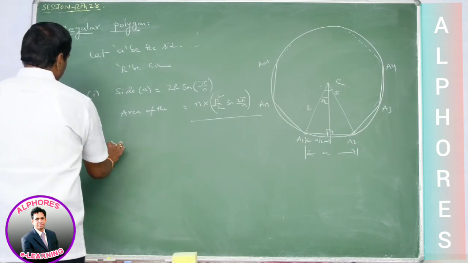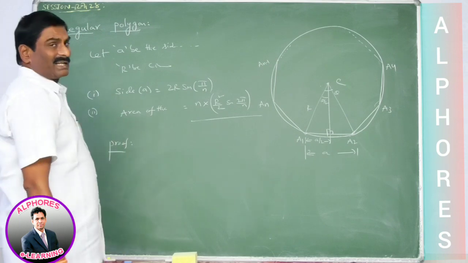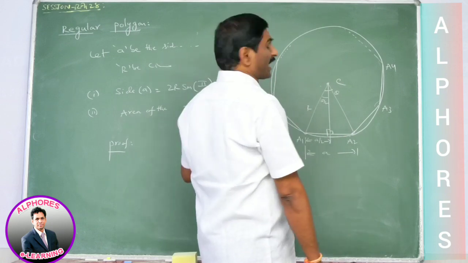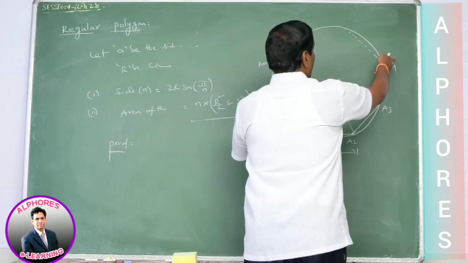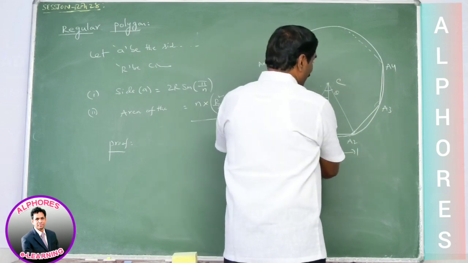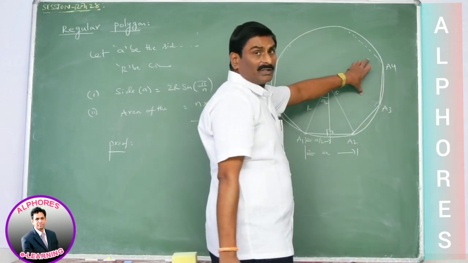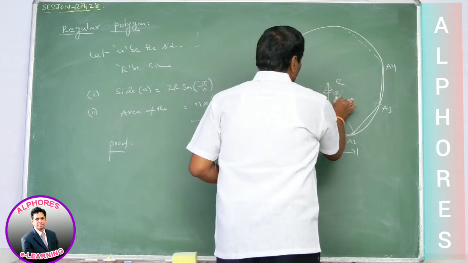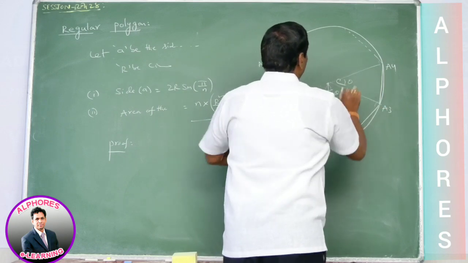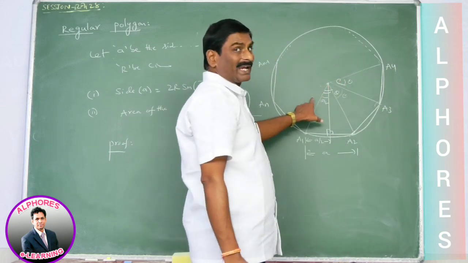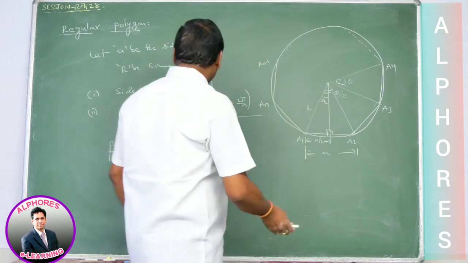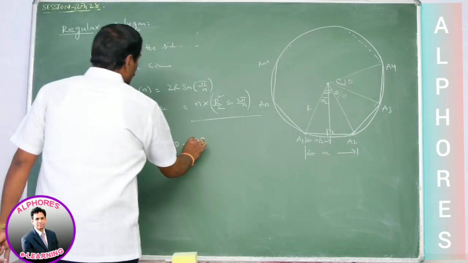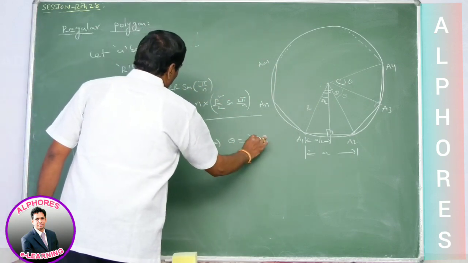Proof. Here the number of sides of a regular polygon is n. Each side length is a units. That means A1A2 equals A2A3 equals A3A4, all of these are equal to a units. Suppose angle A1CA2 is equal to theta. Automatically the other angles are also theta. Theta plus theta plus theta, n times, gives n theta. So n theta is equal to the complete angle 360, that means 2 pi. That implies theta is equal to 2 pi by n.